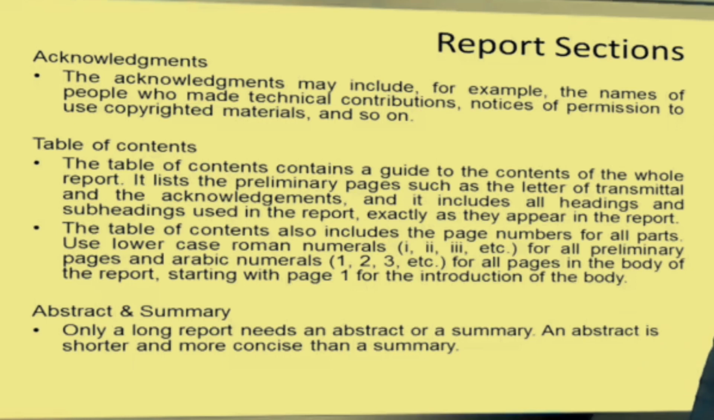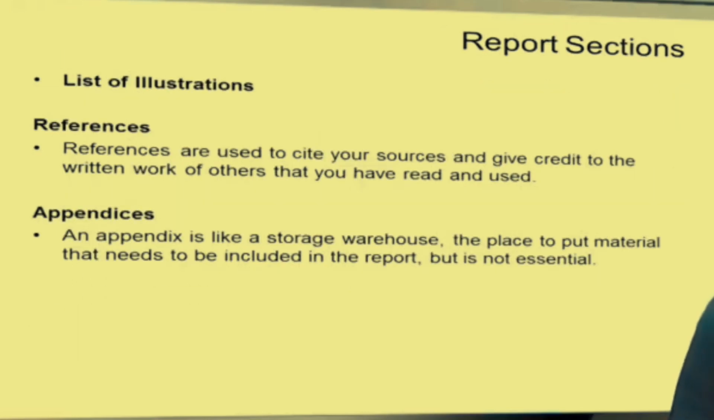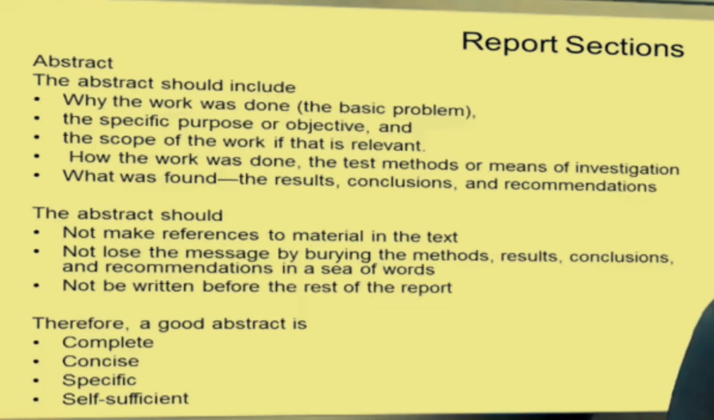The abstract and summary: only a long report needs an abstract or a summary. An abstract is shorter and more concise than a summary. The list of illustrations will include all the tables and graphs that you would like to incorporate into your report. The references are used to cite your sources and give credit to the written work of others that you have read and used in your report from time to time. The appendices is the storage warehouse, the place to put material that needs to be included in the report, but it is not essential.